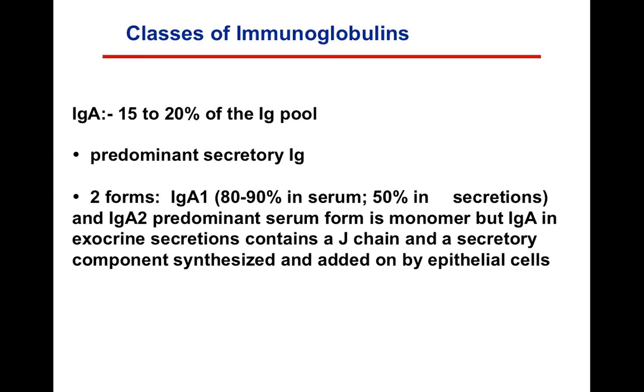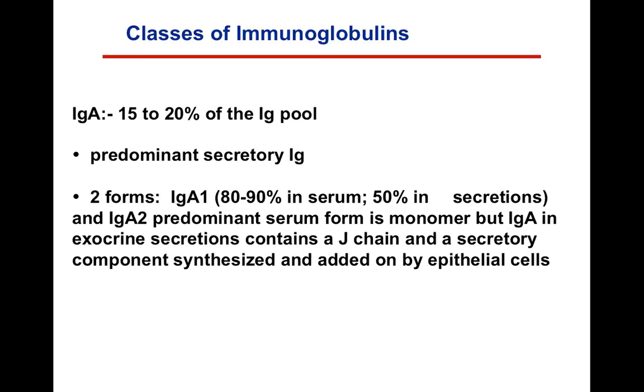The next group are IgAs. Now, IgAs comprise about 15 to 20% of an Ig pool that we would be able to isolate. They're the predominant secretory antibody. These antibodies are the ones that get excreted in sweat, into the GI tract, the respiratory tract, urinary tract, and they're very important for protecting against infections that go through those transmission routes.